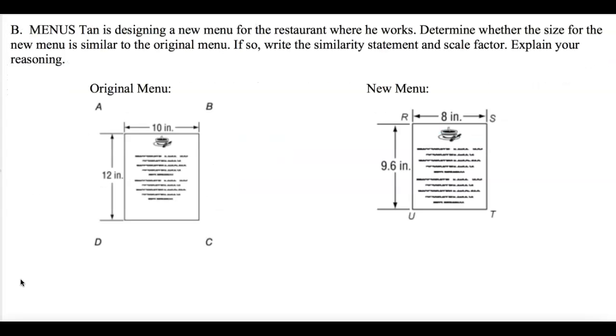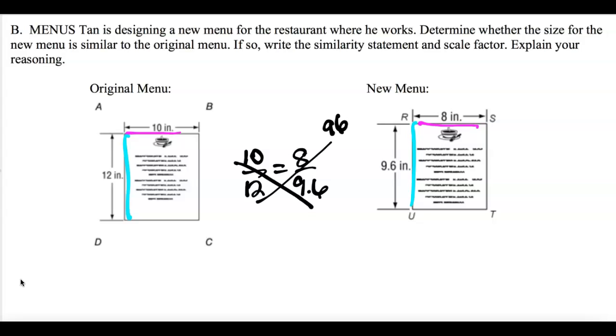So the next one will kind of set up the same way. 10 is to 8, as 12 is to 9.6. So we can go ahead and set up a nice proportion. 10 over 12, is that really equal to 8 over 9.6? You have to check your cross products there. So 12 times 8, 12 times 8 is 96, and when we do it this way we also get 96. So yes, these are indeed proportional.